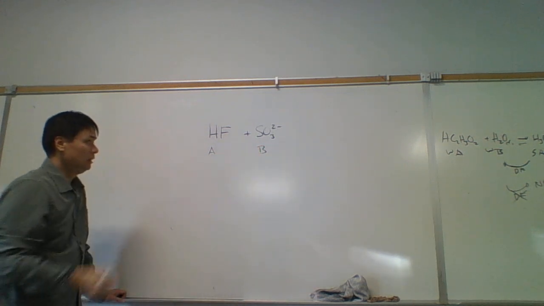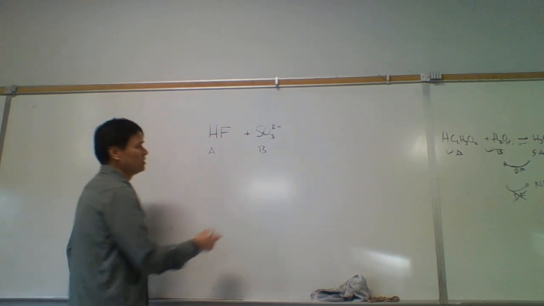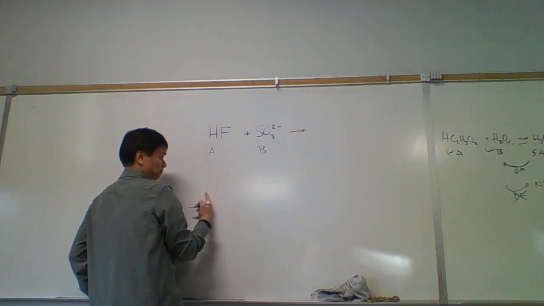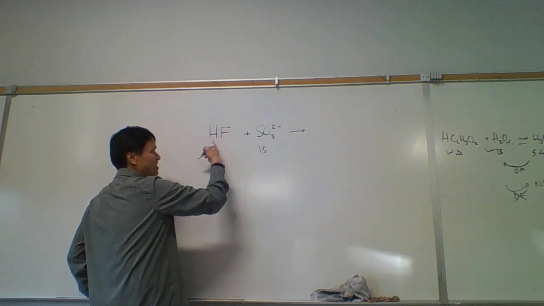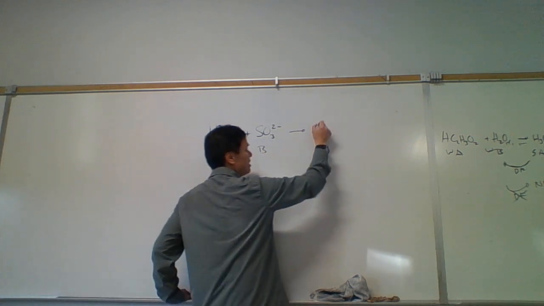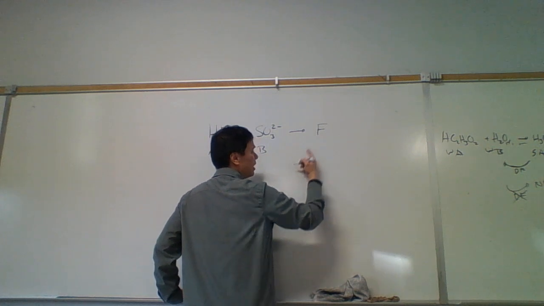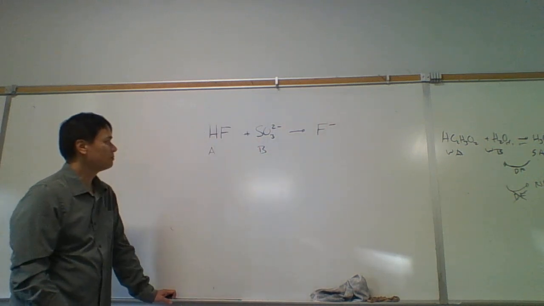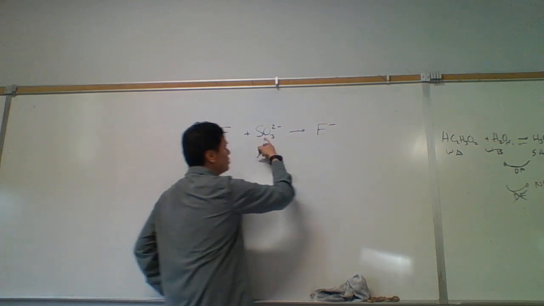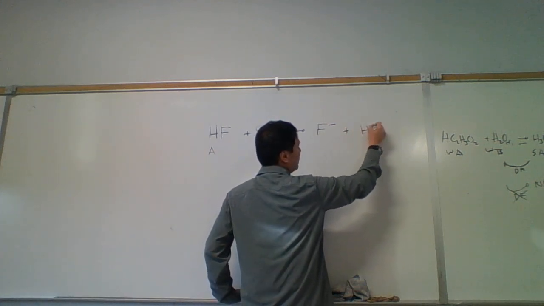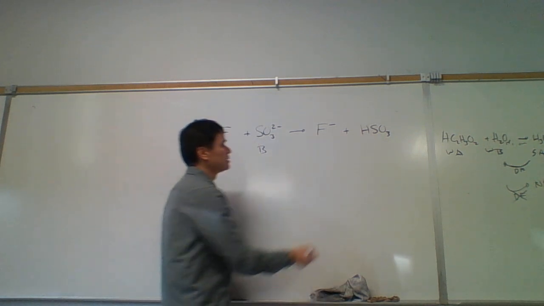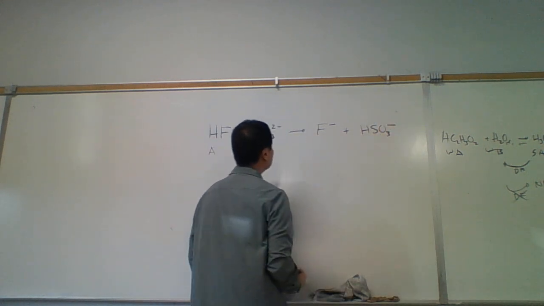In this case, what we're going to do is transfer an H plus from the acid to the base. And so HF is going to lose an H plus. If it loses an H plus, what are we going to be left over with? F or F minus? We're going to be left with F minus. And then SO3 2 minus is going to gain an H plus, so we're going to form HSO3. What's the charge on HSO3? Minus. That would be it.